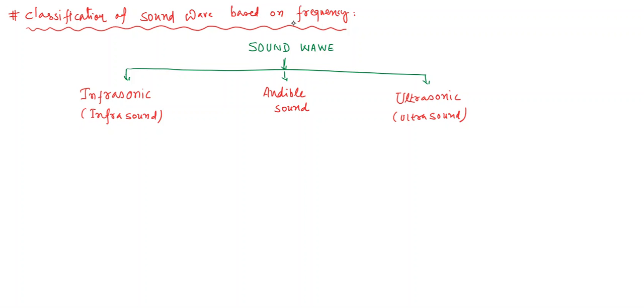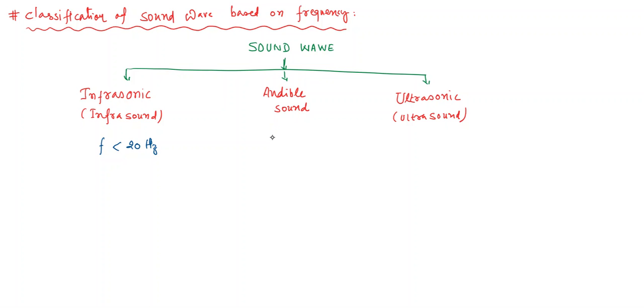As we know that this distribution is based on frequency, infrasonic waves are the sound waves having frequency f less than 20 hertz. So these waves are low frequency sound waves. Sound waves having frequency less than 20 hertz are known as infrasonic waves.